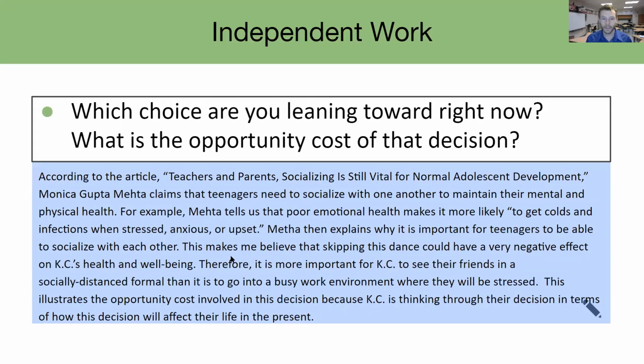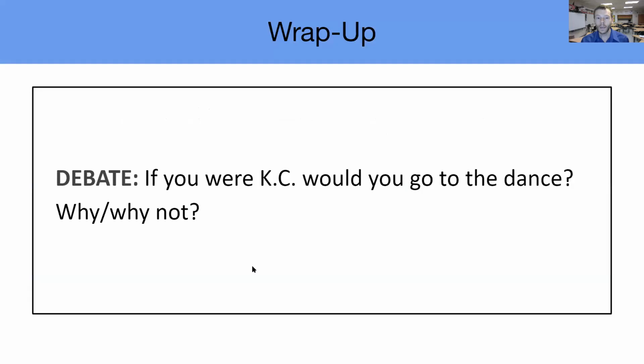And on the second slide, it illustrates the opposing point of view, really thinking through the social emotional well-being for Casey and their lives right now in the present, and really thinking about the opportunity costs of what happens if they decide not to go to the formal. And then in terms of the wrap-up, which will essentially bring you into day 7 with your teacher, really making a decision. So if you were Casey, would you go to the dance? Why or why not?